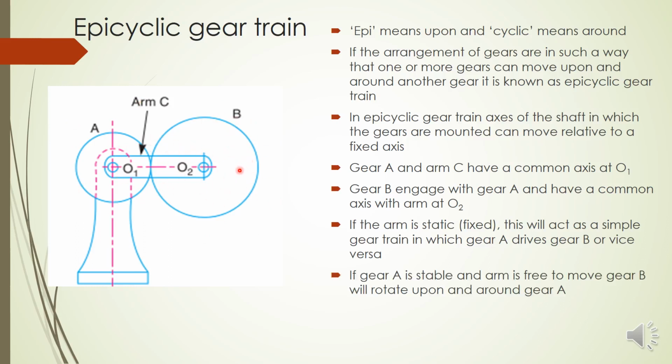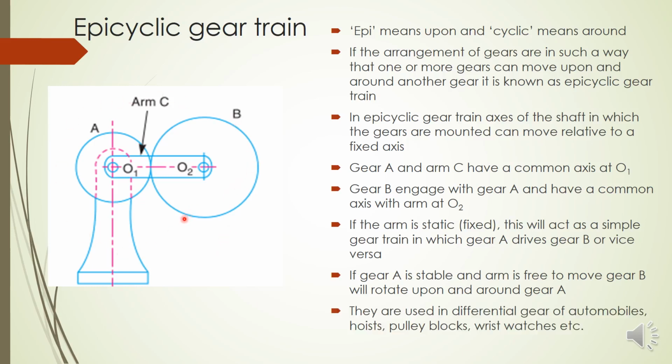But if the arm is free and gear A is stable, what will happen? Gear B can rotate upon and around gear A. So if it is not fixed at O2, this gear B will be moving upon and around this gear. That is the important thing about the epicyclic gear. So it can move upon and around.